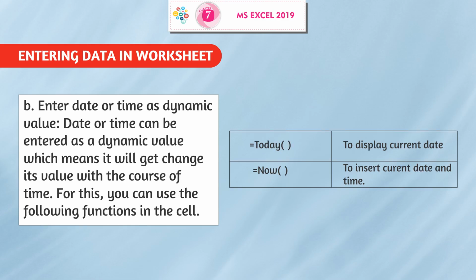Enter date or time as dynamic value. Date or time can be entered as a dynamic value, which means it will change its value with the course of time. For this, you can use the following functions in the cell.